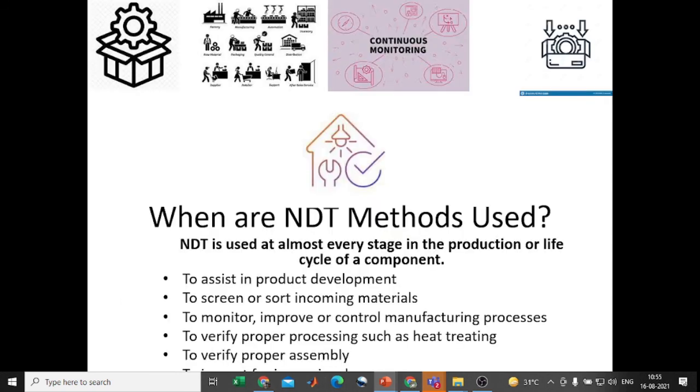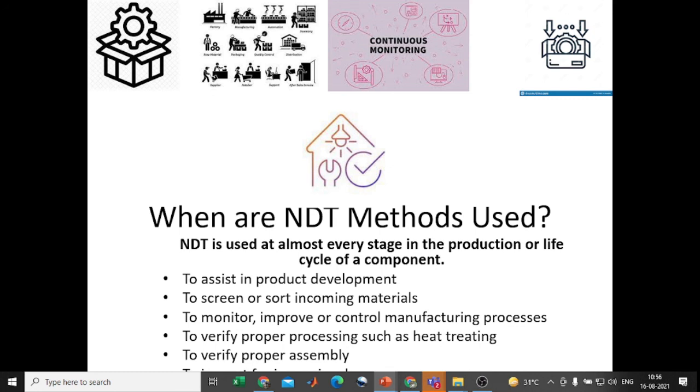When are NDT methods used? We use NDT methods to assist in product development. When we develop the product, we may utilize non-destructive testing. And when we need to monitor the workpiece performance in application, we may apply non-destructive testing. Also, if I get raw materials for producing the product with a secondary manufacturing process, I should ensure with non-destructive testing whether the incoming product is proper or not.